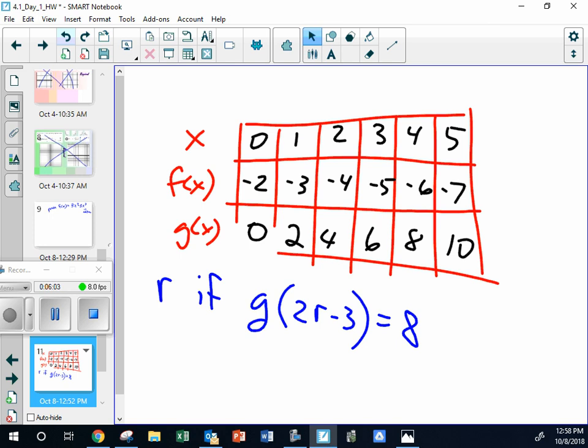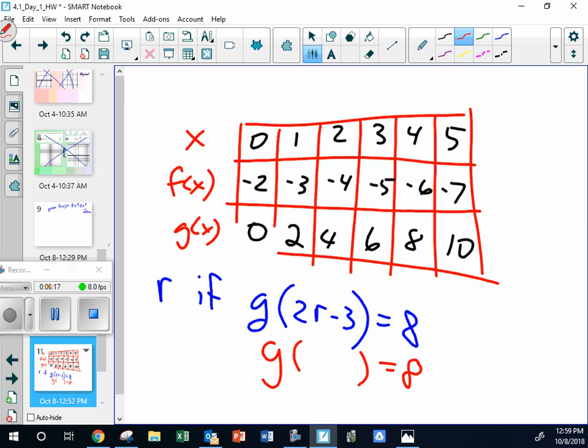Figuring out R if G of 2R minus 3 equals 8. I'm going to pause for a second. Let me try that one. Say that. So I got a student helping, and they said G of something has to equal 8. Yes. G of what? Look on the chart and figure this out. G of what is equal to 8?